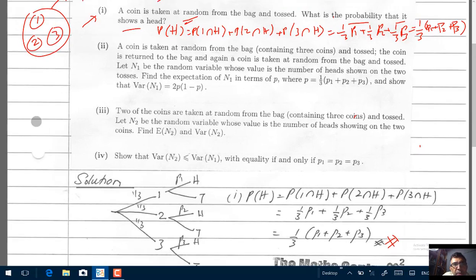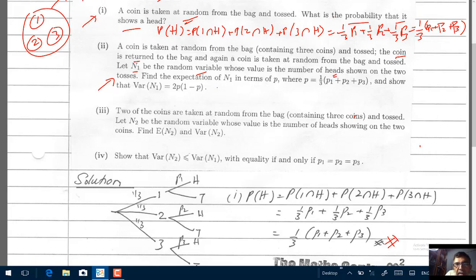So let's come back to part 2. Part 2, a coin is taken at random from the bag, the previous bag, and tossed. And what happens is the coin is returned. Very important, the coin is returned to the bag, and again a coin is taken at random from the bag and tossed. That return thing implies independence. N1 is a random variable whose value is the number of heads shown on the 2 tosses.